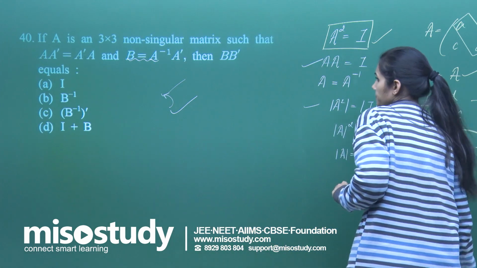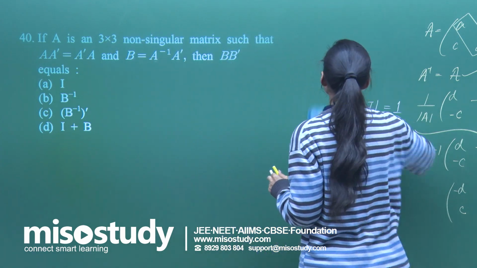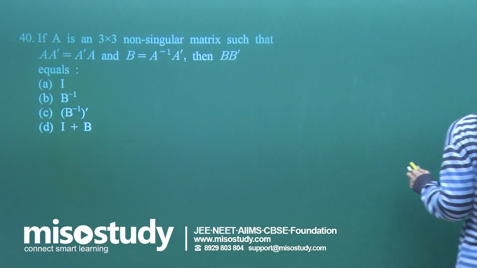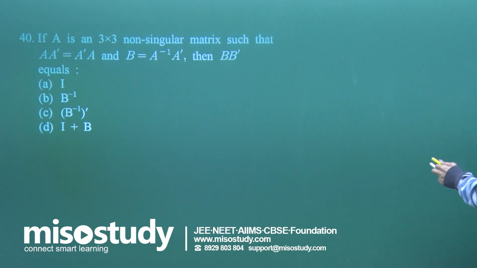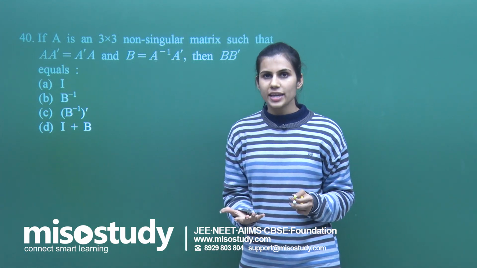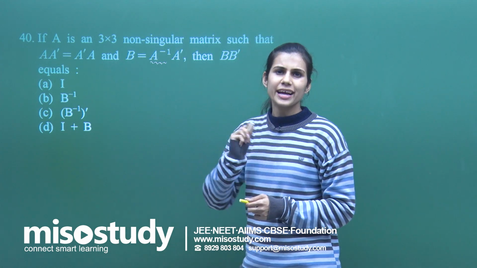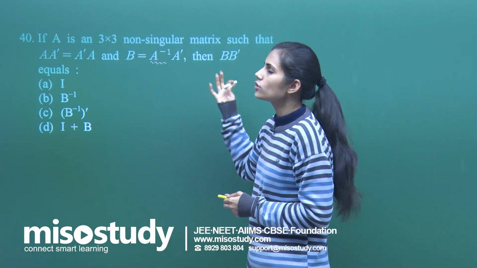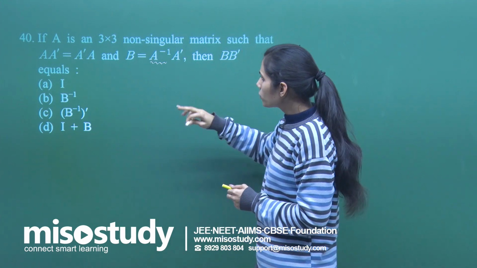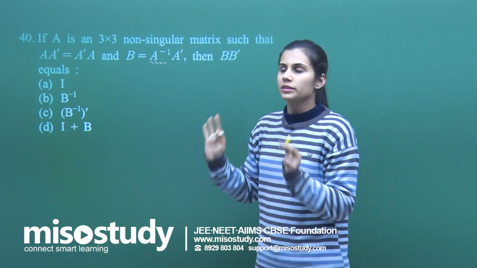What does it say? It says that A is a 3 cross 3 non-singular matrix. Now why is it given that A is non-singular? A is given to be non-singular so that there is a guarantee of the existence of A inverse, because you can see in the expression we are talking about A inverse. So that is guaranteed. If I say A is non-singular, such that A A transpose is A transpose A, and B is A inverse A transpose, and what is B B transpose?